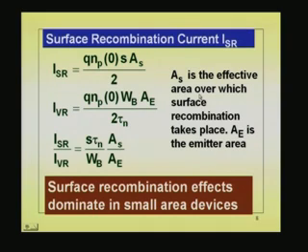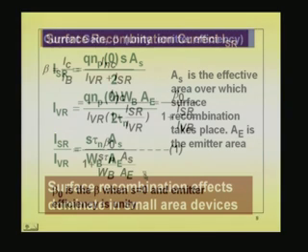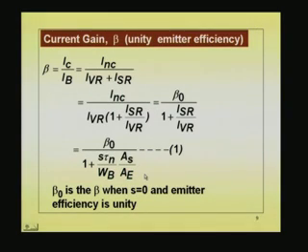So, AS is the effective area over which surface recombination takes place, A is the emitter area, and to sum up what is said here, the surface recombination effects dominate in small area devices. Area small, that becomes large. Now, let us see the current gain.